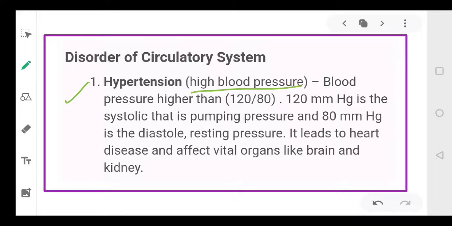In medical terms we call it hypertension, and in normal talk we call it high blood pressure. If your blood pressure is more than 120 by 80, which is the normal blood pressure, dear ones, then it is high. In 120 by 80, 120 is your systolic pressure and 80 is your diastolic pressure.